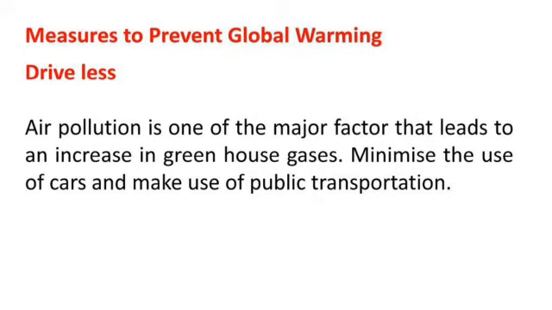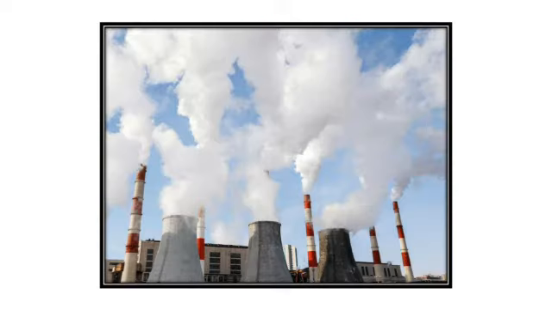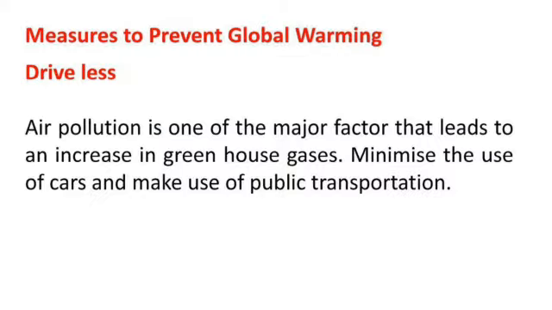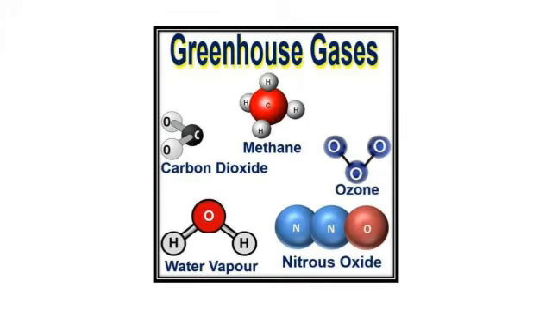Now we'll move to measures to prevent global warming. We'll look into important measures that help in reducing global warming. The first one is drive less. Air pollution is one of the major factors that leads to an increase in greenhouse gases. Air pollution is increasing day by day, and it is leading to a rise in greenhouse gases, which is leading to higher temperatures.